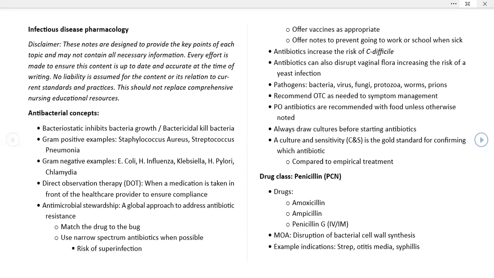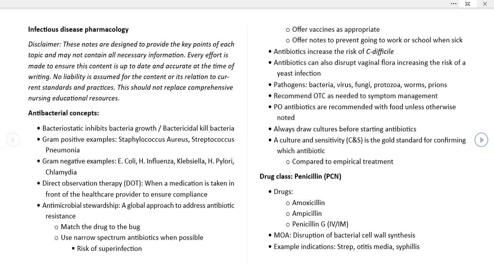This is really very smart because as humans, we don't have cell walls. We have semi-permeable membranes. So since this disrupts the cell wall, that's going to target bacteria. What do we use this for? Strep throat, ear infection, that's otitis media, syphilis, and a whole bunch of others. I wouldn't expect you to have to know that at the RN level. That's more at the provider level.